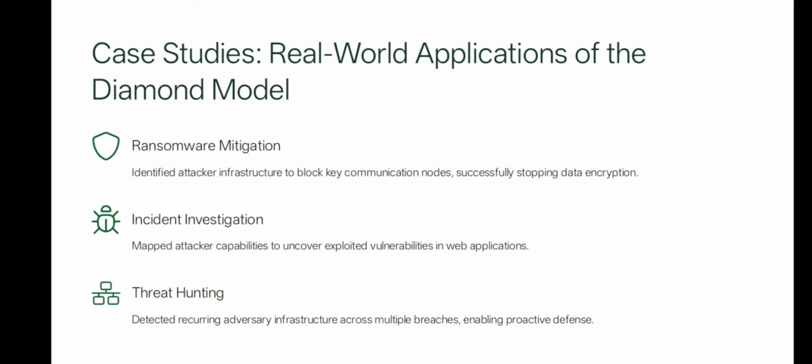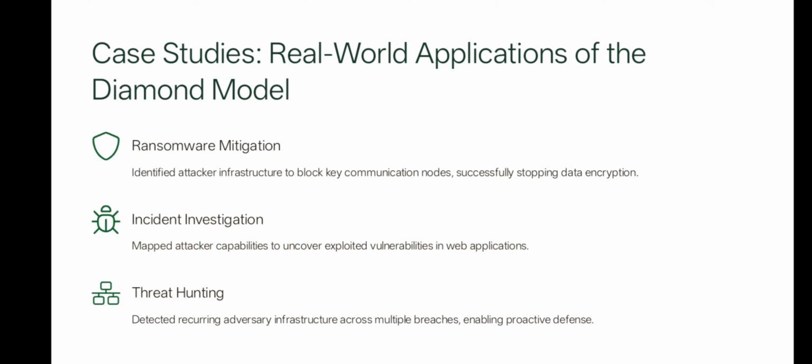Diamond analysis. Adversary: a ransomware group believed to be affiliated with a known Russian-speaking threat actor. Capability: a custom ransomware variant using AES-256 encryption and lateral movement via RDP brute forcing. Infrastructure: initial access was obtained via a phishing campaign. Command and control infrastructure involved several fast-flux proxy servers and an IP range linked to bulletproof hosting in Eastern Europe. Victim: internal medical records server and critical patient data assets.